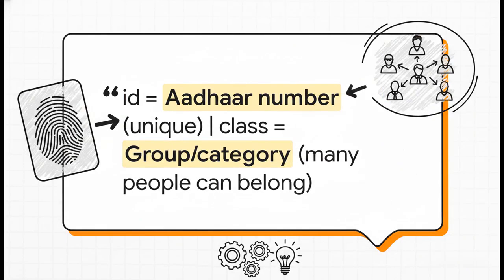And if you're ever stuck, here is a killer memory hack. Just think of it like this. एक ID आपके आधार नंबर जैसा है. It's totally unique, just for one person. और एक class एक category जैसी है, जिसमें काफी लोग या elements आ सकते हैं. You remember that, and you'll never mix them up again.